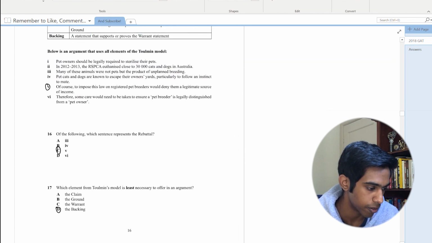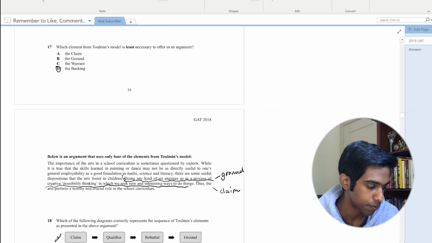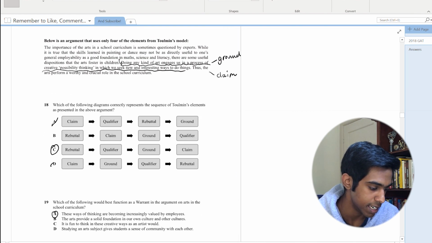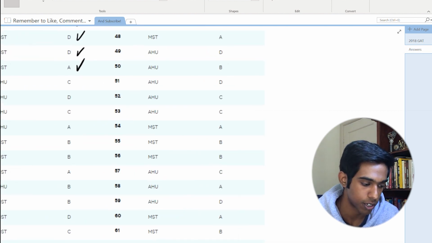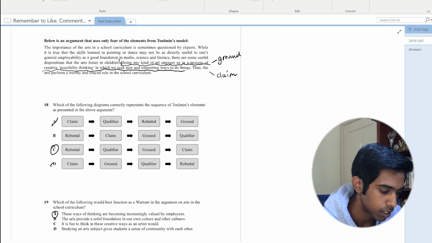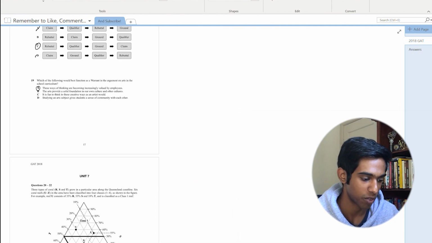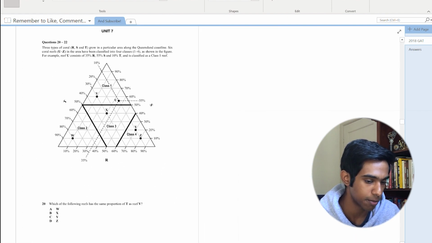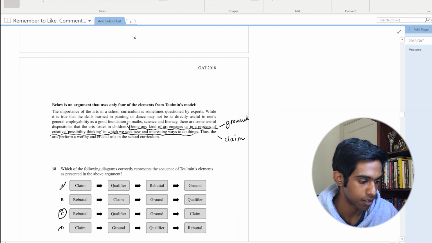Let's see what we got. We wrote C, D, C, and A. We'll have a check. C, D, C, A, that's right. So that's great. These ones are pretty difficult. You have to think a little bit, but in the end, it's okay, I think.